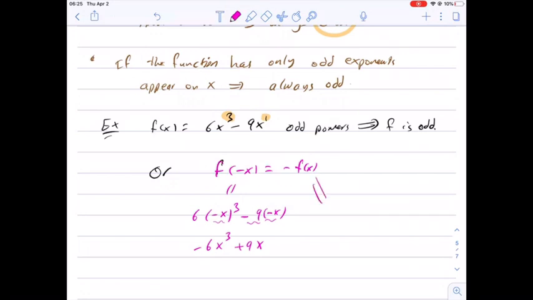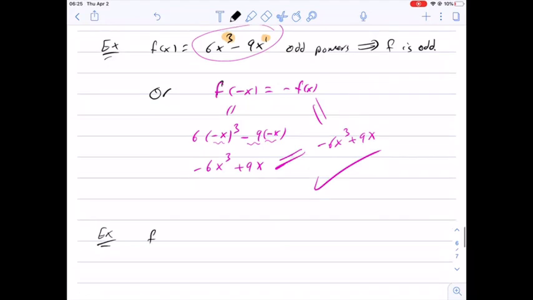As we can see, this is the left hand side. What about the right hand side? We just multiply the original function by a negative sign. We get negative 6x cubed plus 9x, and actually those are equal to each other. That means the function is odd.